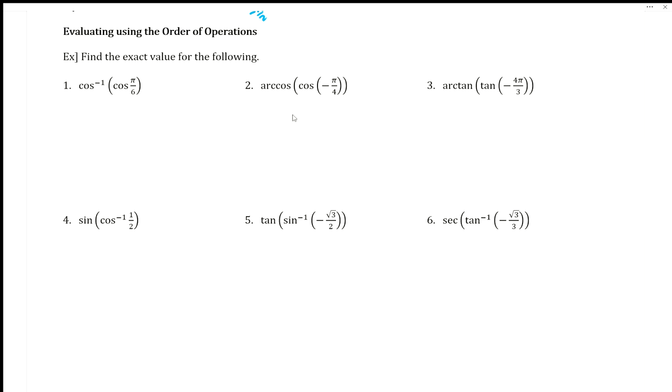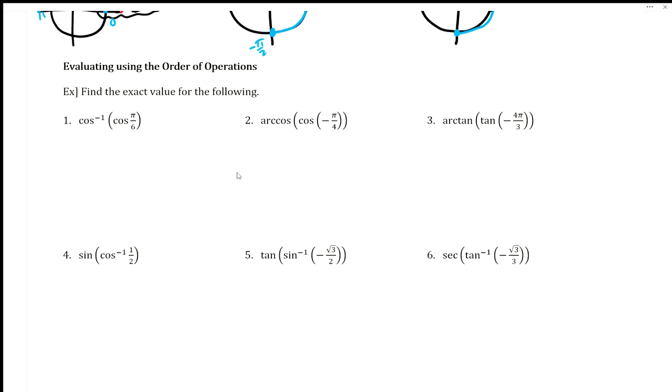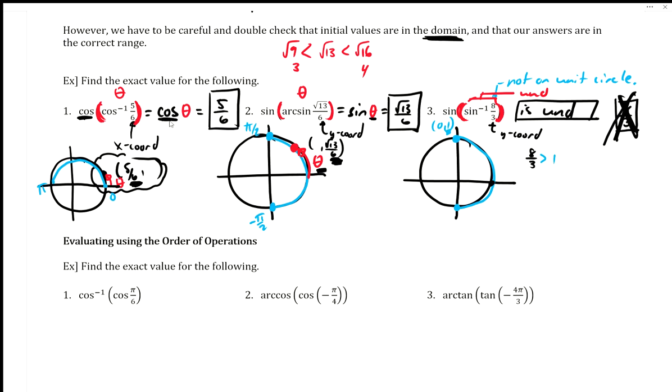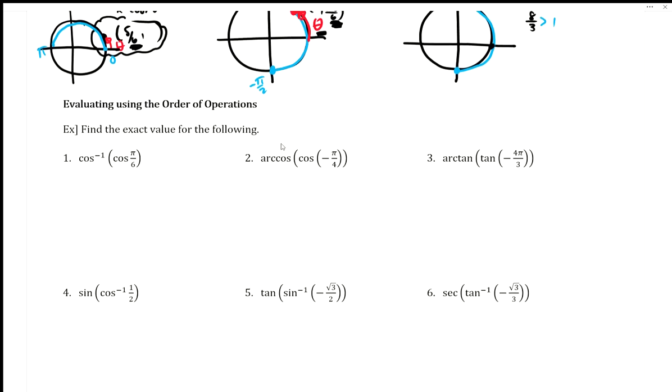Hi everyone, and welcome to our video on evaluating compositions of inverse and regular trig functions using no calculator. We'll find the exact value. It mostly is just using the order of operations, like we did in a different video. You work with the inner function and then go to the outer.